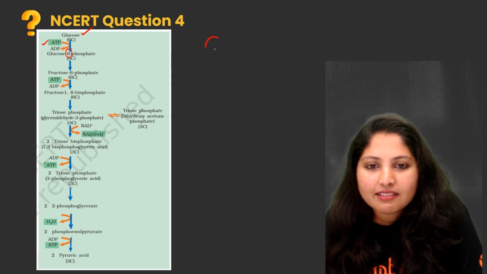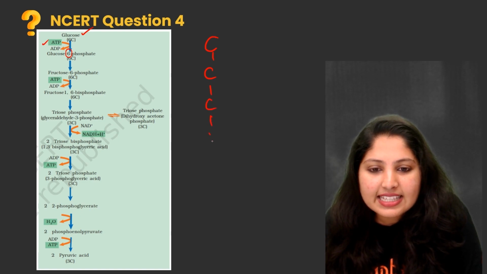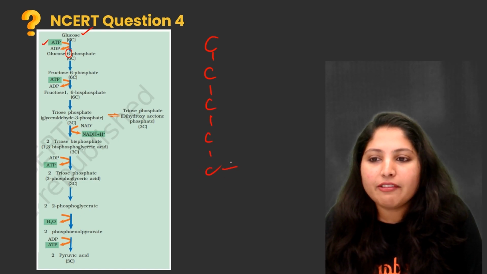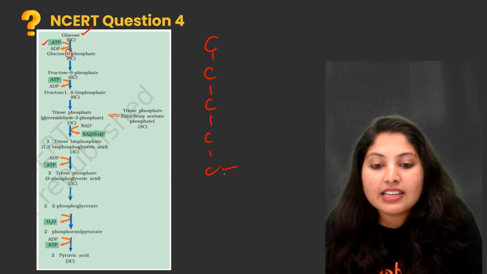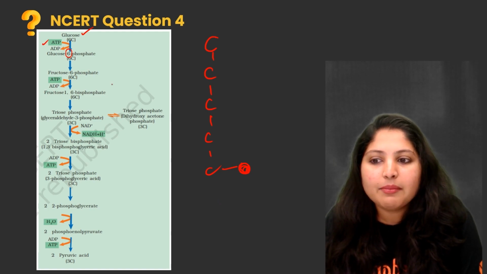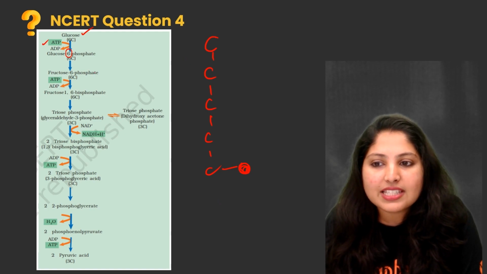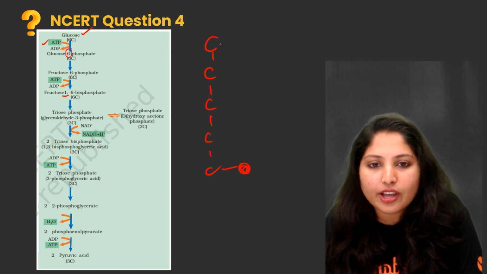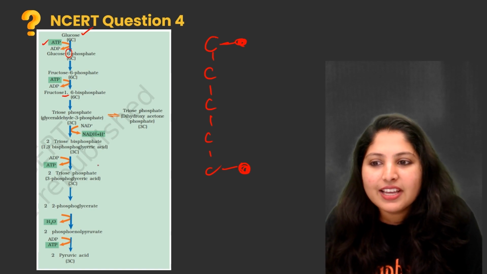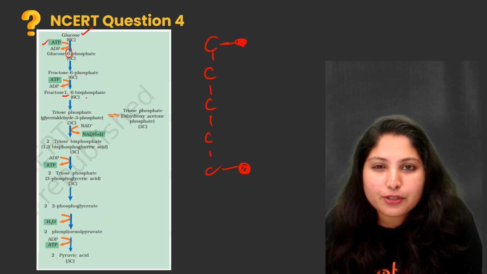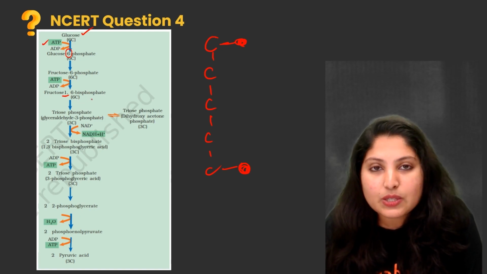Glucose is a 6-carbon molecule, right? So first the phosphate is attached to the 6th carbon. Here phosphate is attached. So second time, to the fructose 6-phosphate, one more phosphate group is attached to the first position here. Now it becomes fructose 1,6-bisphosphate. 2 phosphates are present, hence 1,6-bisphosphate.